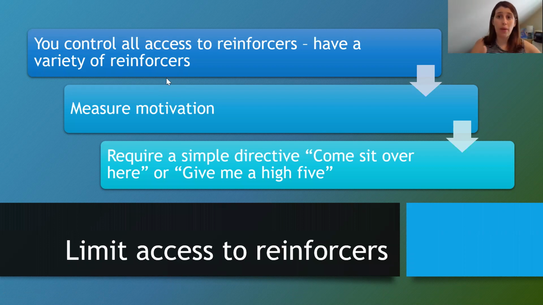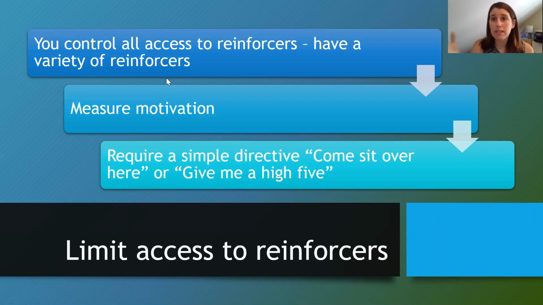So you might go around the room and use a bucket or a basket to gather some items close to you. You want to measure that student's motivation and present little things simplistically. Take things out, show them, make them look cool and exciting. You might want to require a simple directive like, come sit over here, or, hey, give me a high five or a fist bump.